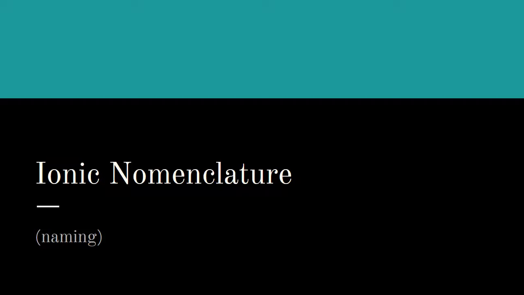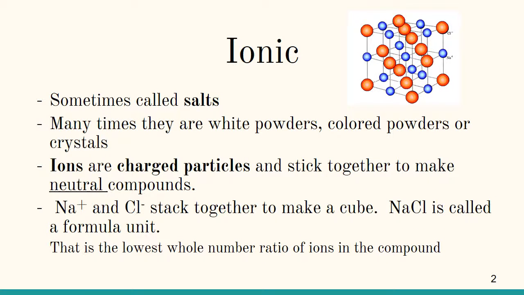This lesson is going to be about ionic nomenclature. In other words, we're going to be talking about how to name ionic compounds. Ionic compounds are one of the most common types of compounds that we see in chemistry, and they are commonly called salts. So, table salt would be a common example of something that's ionic.